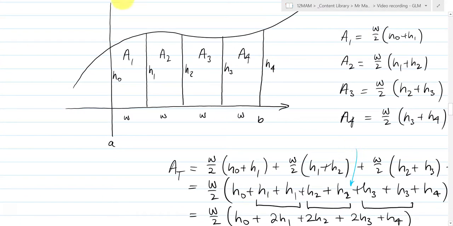So the width is always included in each one. h0 is only attached to 1 trapezium, so it's only counted once. But h1 is in area 1 and it's in area 2, so that's why you get 2 of them. And h2, area 2 and area 3, and so on and so forth. So it gets counted twice as compared to h0 and h4.